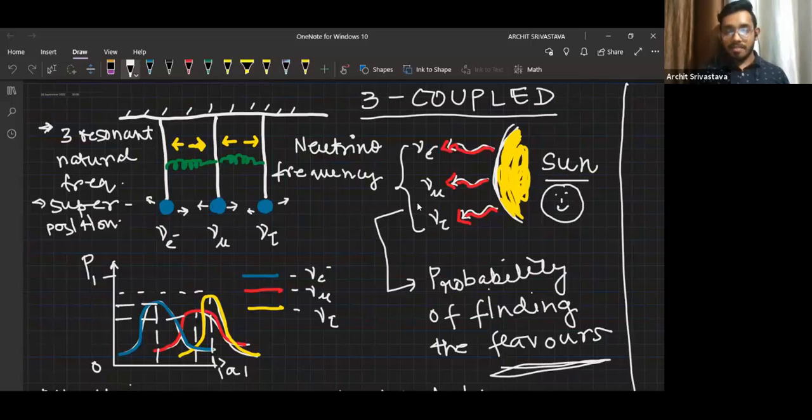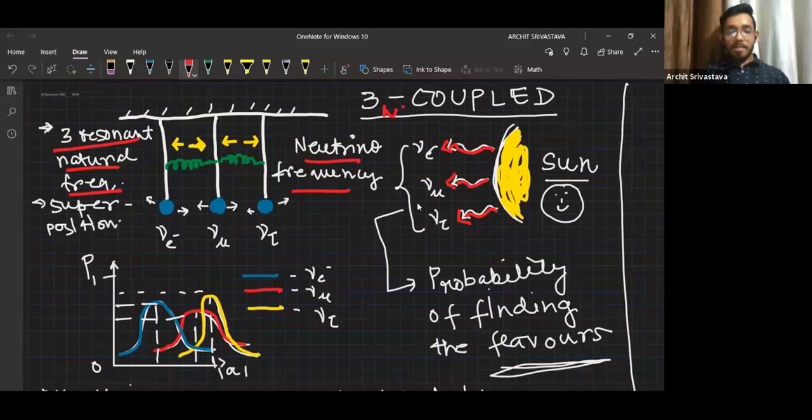Here we have just the three coupled pendulum. So this three-way coupled pendulum problem has three resonant natural frequencies of operation. And there is a really interesting state named the neutrino frequency state.